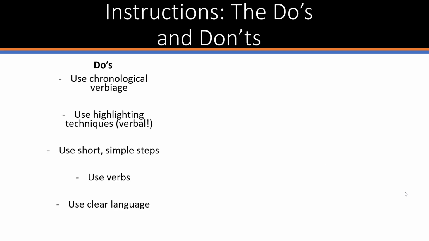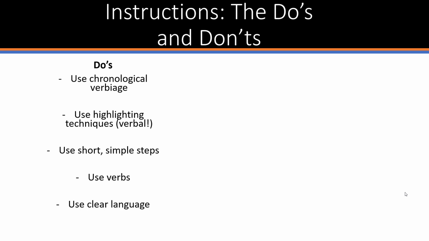So here are some do's and don'ts for this assignment. For the do's, use chronological verbiage, which is as simple as saying things like, first we're going to do this, next we're going to take this step, and then finally. So all of these types of words, first, next, and finally, and many others, are cues for your viewers that help keep them organized and help them go along with the steps that you're providing.